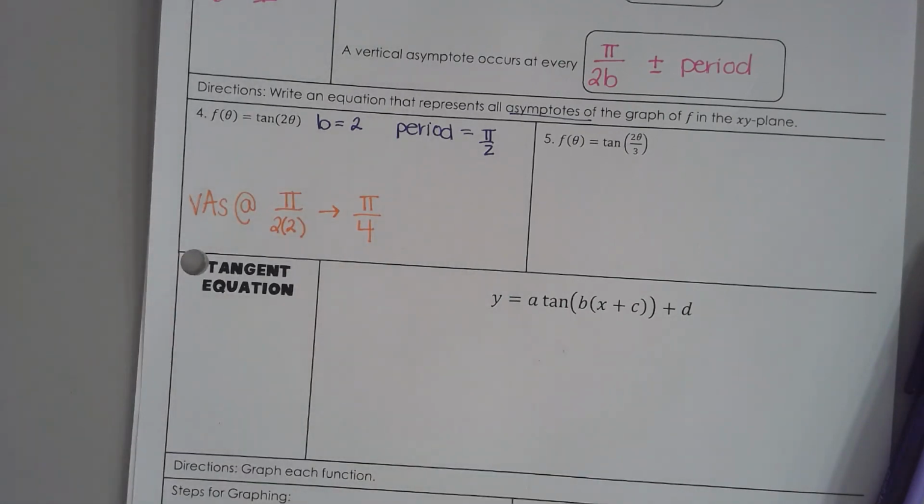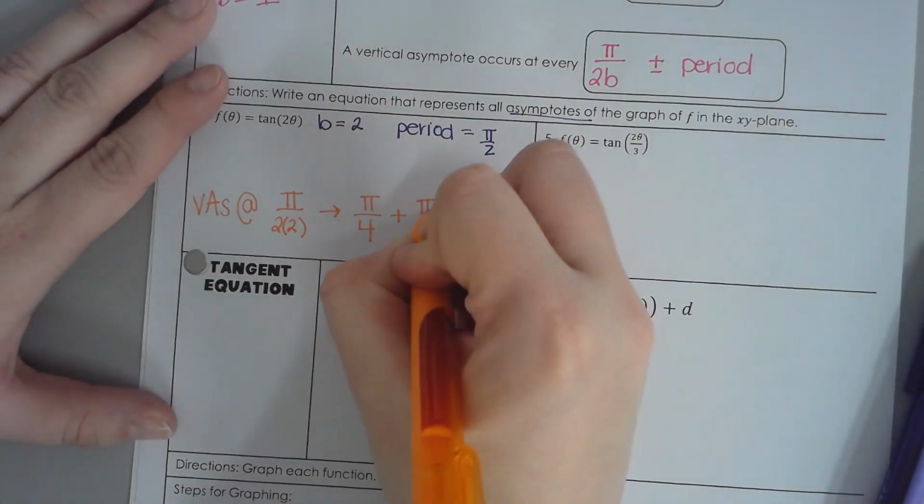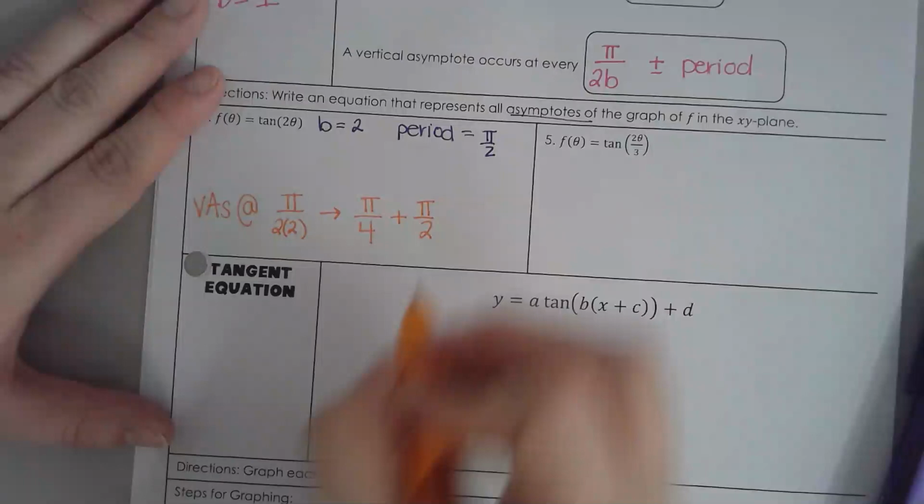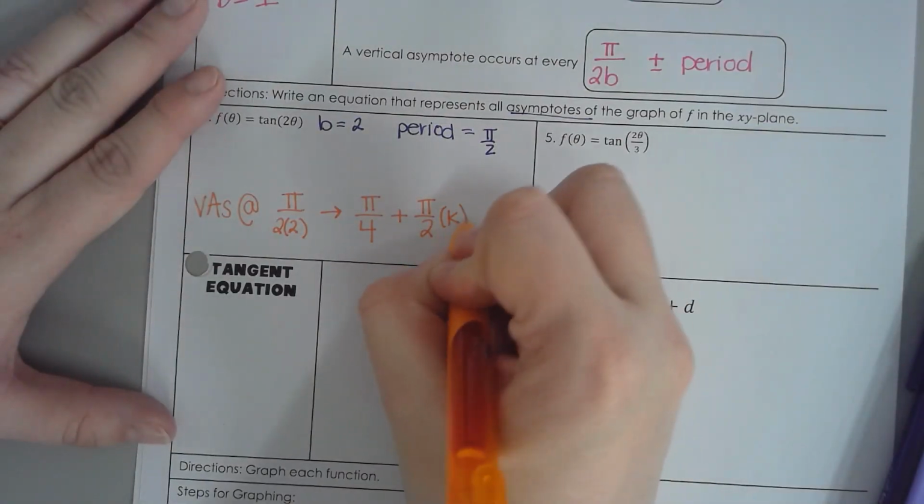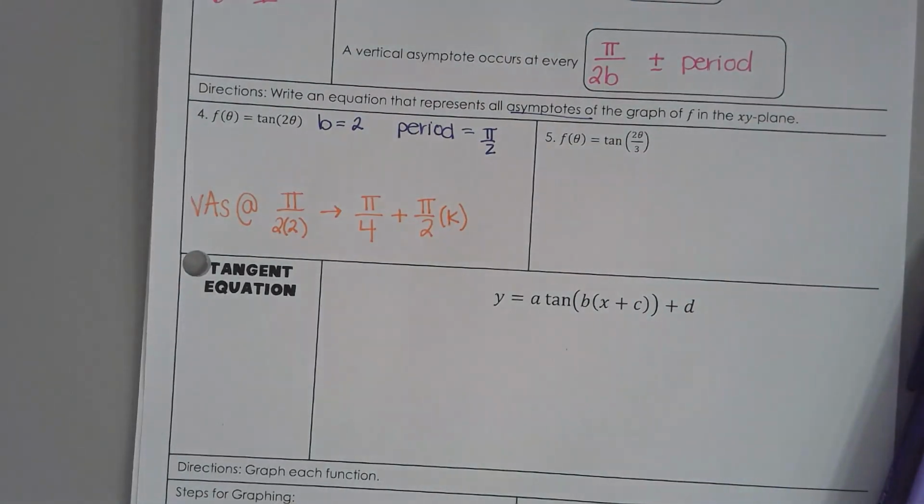So we're going to say pi over 2, and then we're going to put a k there. That's the formal official way to say that the first one, or the main one, or the easy one to find is at pi over 4, sorry, and then I keep adding pi over 2 a whole bunch of times. And that's going to give you all the vertical asymptotes.